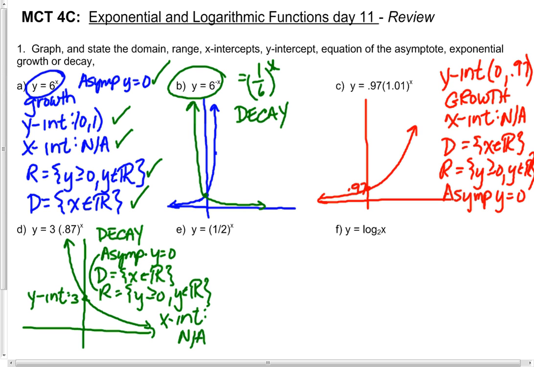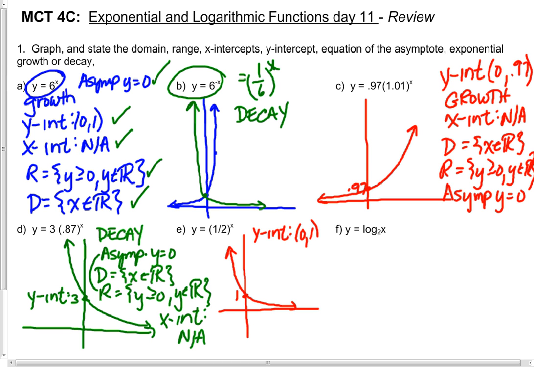I think that's it. Y equals a half to the x. The initial value, or the y-intercept, is 1 for a regular exponential equation. This is a base less than 1, so it's going to be exponential decay. It's going to half as we go to the right. Y-intercept is 1. No x-intercepts. Domain is the same. Range is the same. Asymptotes are the same.